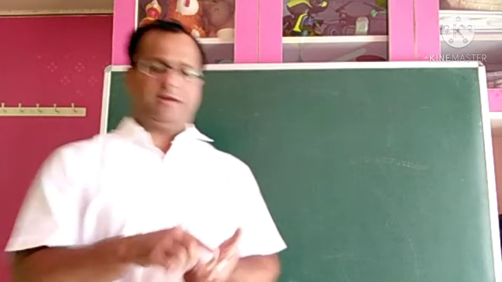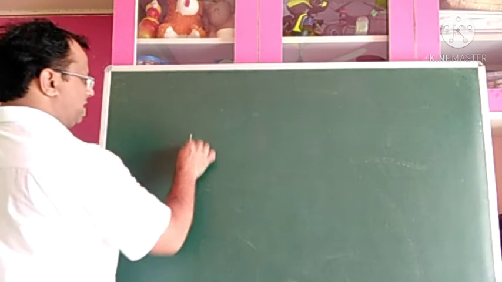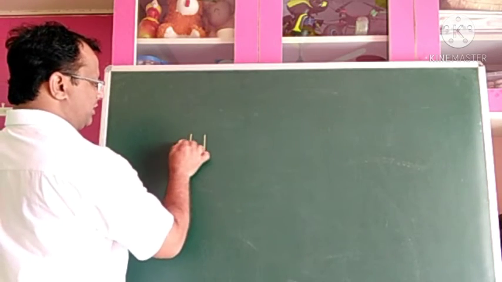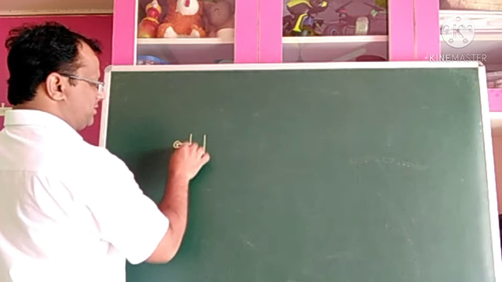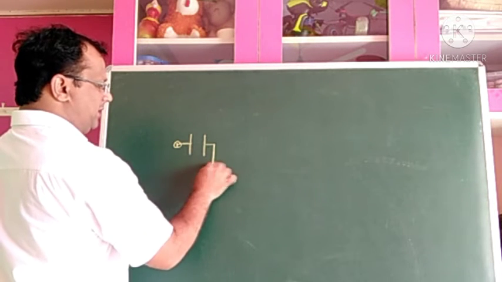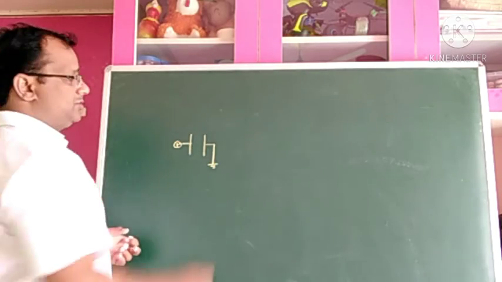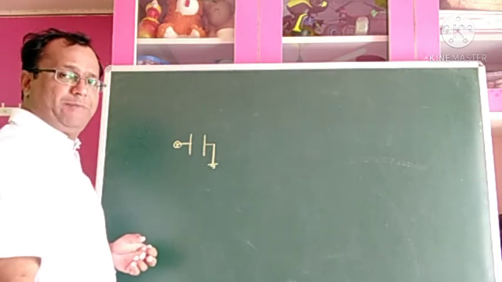In a parallel plate capacitor, we take two parallel plates. To the first plate, a positive potential is given, and the second plate is earthed. This is a parallel plate capacitor.